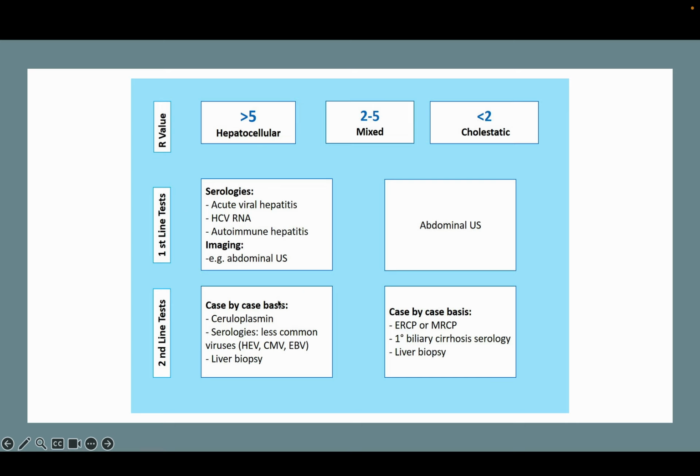And also you can ask for a lot of hepatitis serologies: hepatitis A, hepatitis E, hepatitis B, hepatitis C. EBV and CMV also can cause viral hepatitis. Most of us stop at hepatitis A, B, C, E, which are the more common serologies we do. But EBV and CMV can also cause viral hepatitis.